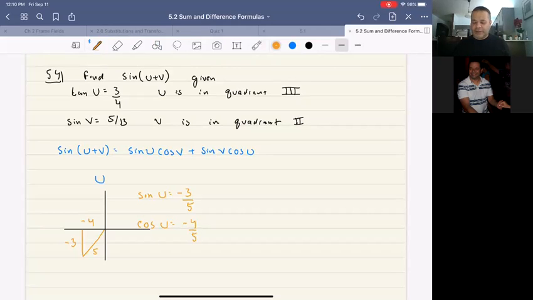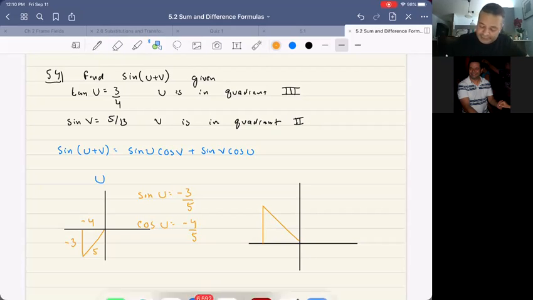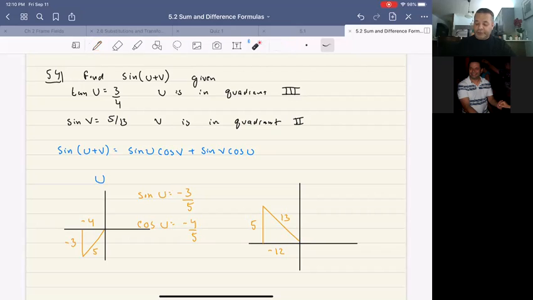I'm going to do the same game with v. Sine of v is 5/13, and v lives in quadrant 2. So that means we're going to have opposite being 5 and hypotenuse being 13. Make sure I have the right sign on that 5, and that's correct, that is positive. So now that's a 5, 12, 13 triangle. So my x should be -12, because we are in the second quadrant. So the y is positive while the x is negative.